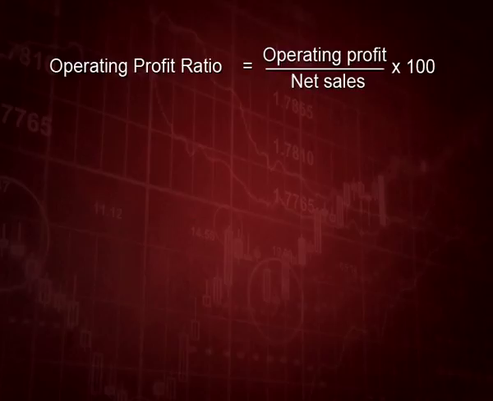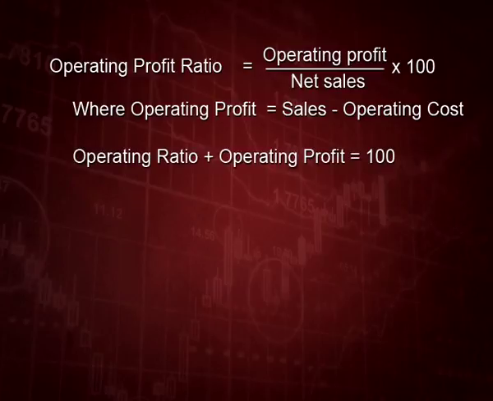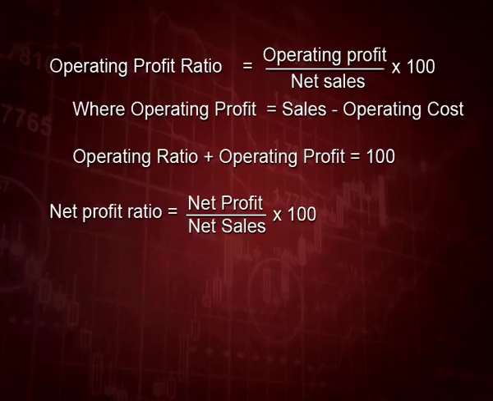The next ratio in this category is operating profit ratio. The formula is operating profit upon net sales into 100. Now, operating profit is equal to sales minus operating cost. We can also say operating ratio plus operating profit ratio is equal to 100, because both of them added together becomes 100.